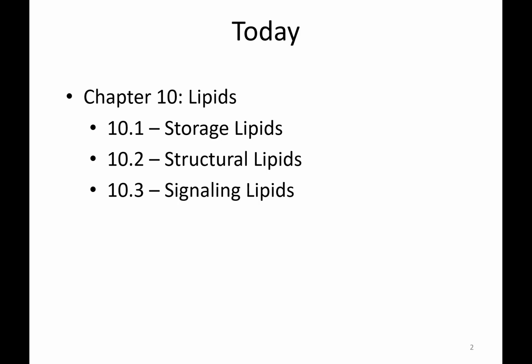And just a breakdown of what chapter 10 entails, we'll talk about an overview of lipids, what they are, and then we'll go through three different types of lipids, how we can classify them. The first being storage lipids, probably the simplest. Then we'll talk about structural lipids. Those are the lipids found in membranes. And finally, we'll talk a little bit about signaling lipids.